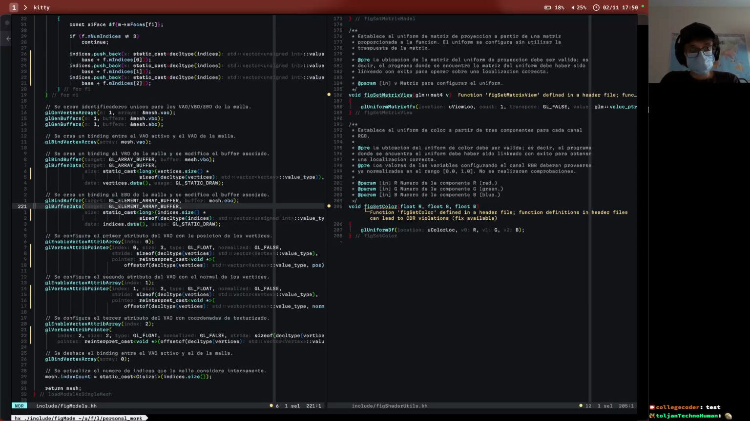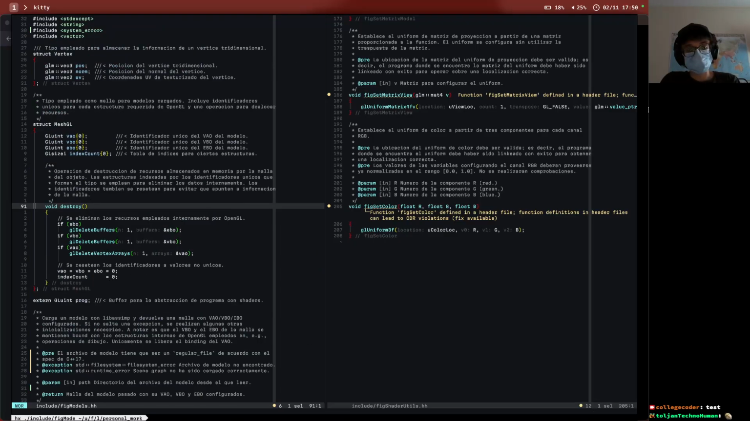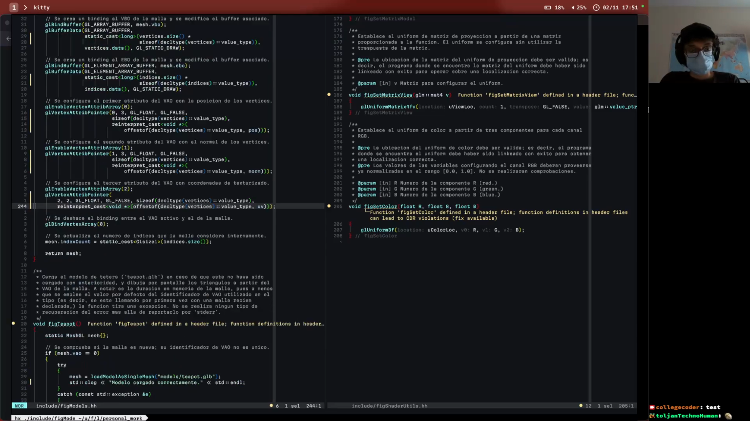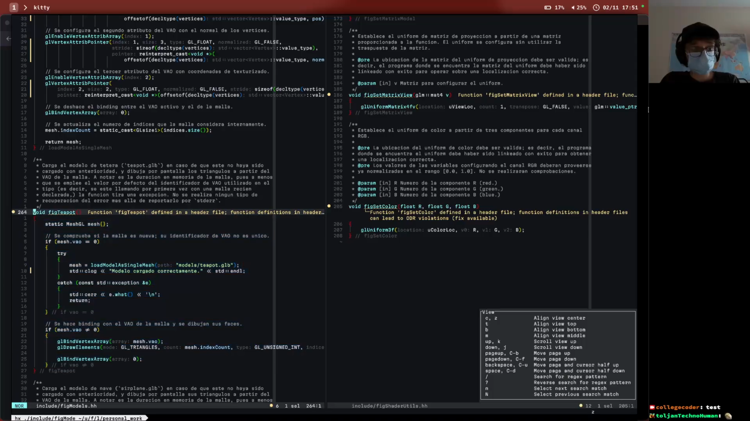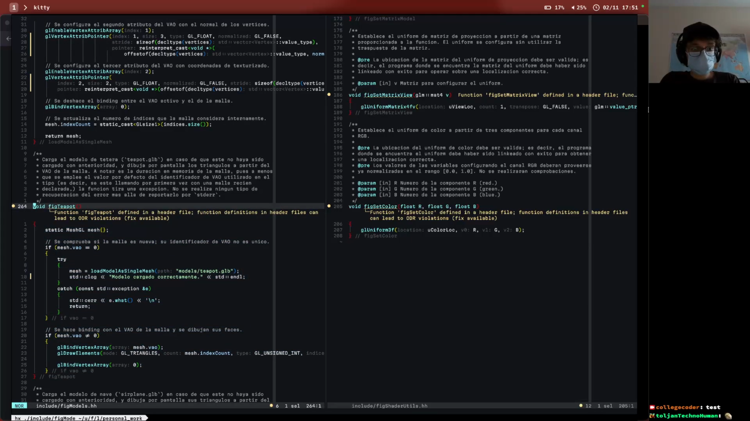Alright. So it leaves both the array and element buffer bound to the active buffer because it's automatically unbound again whenever we, yeah. Alright, so moving on to this one. Gets the mesh, makes it a static, loads it up only once if it's not loaded.